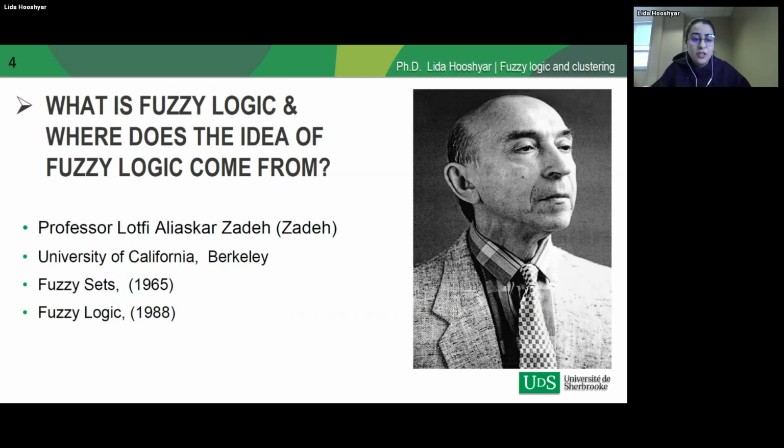What is fuzzy logic, and where does the idea of fuzzy logic come from? This concept was first introduced by Professor Lotfi Zadeh, an Iranian author. I commonly say this with honor because of the shared nationality. He was one of the prominent professors at the University of California, Berkeley, and in 1965 he introduced fuzzy sets. In 1988 he officially introduced fuzzy logic by publishing the fuzzy logic paper, and this idea became a global idea after that paper.